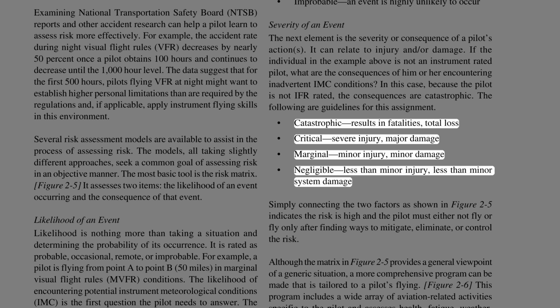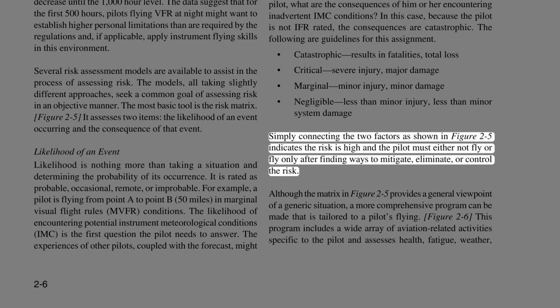Catastrophic results in fatalities, total loss. Critical: severe injury, major damage. Minor: injury, minor damage. Negligible: less than minor injury, less than minor system damage. Simply connecting the two factors as shown in Figure 2-5 indicates the risk is high, and the pilot must either not fly or fly only after finding ways to mitigate, eliminate, or control the risk.